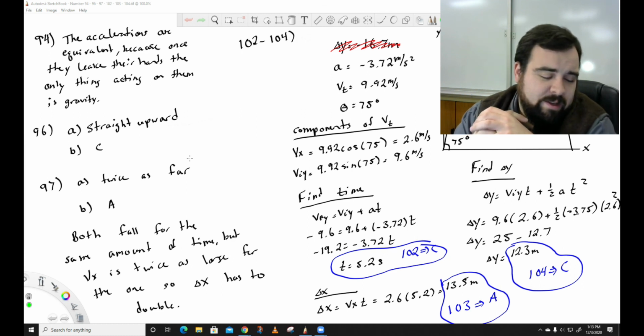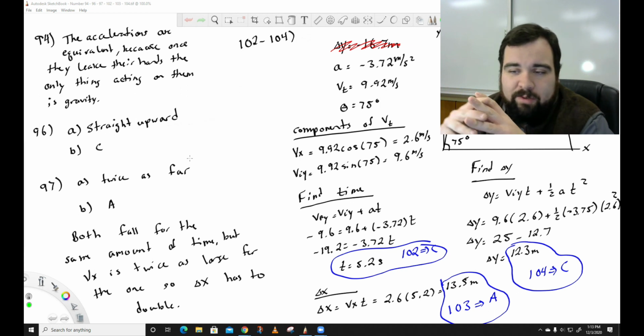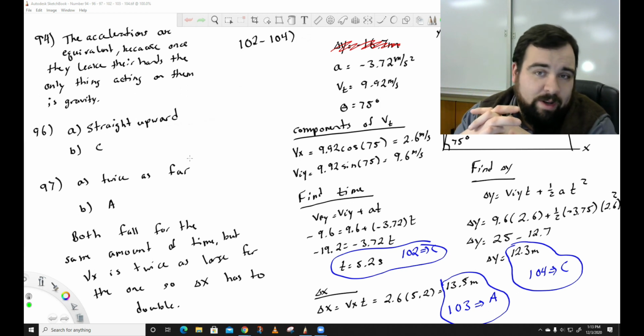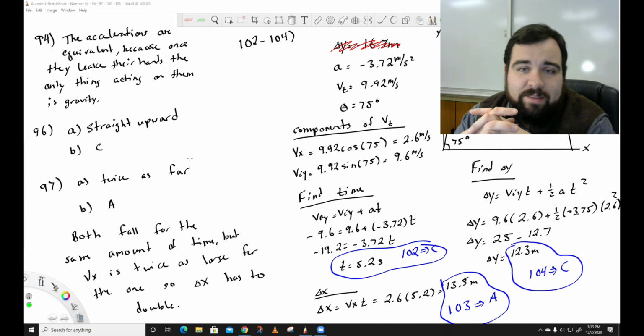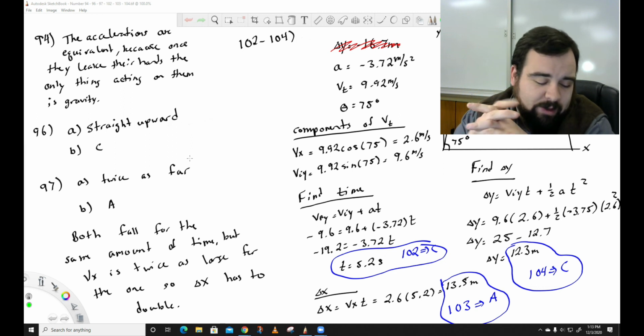Now for 97, two divers are jumping from a cliff, running off of it horizontally. The one has twice the speed when jumping off of the cliff as the other one. So how do their landing positions compare?